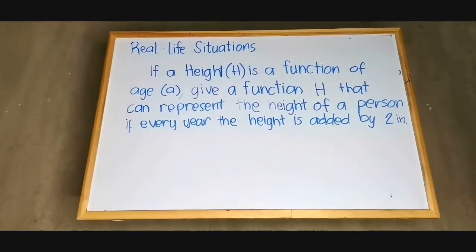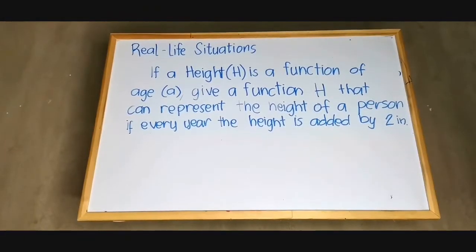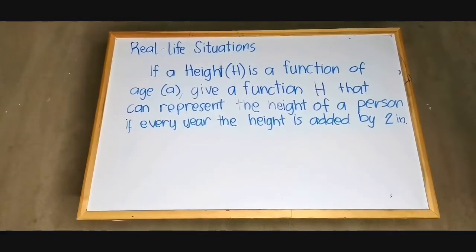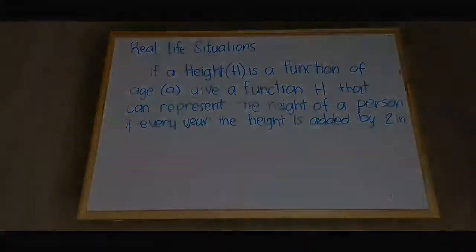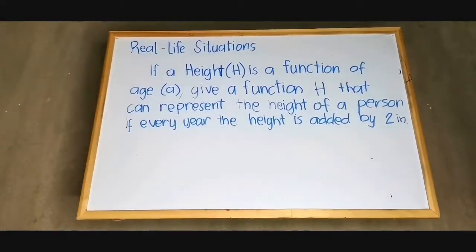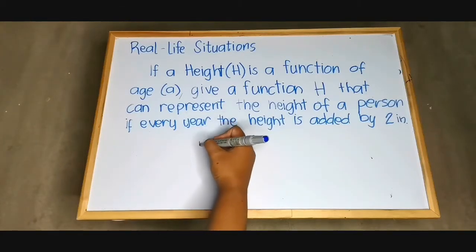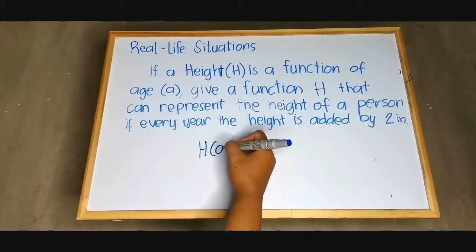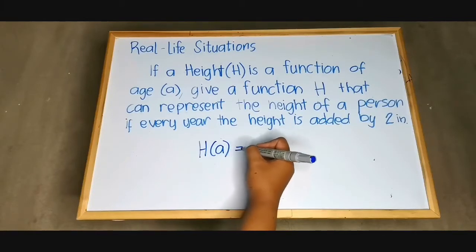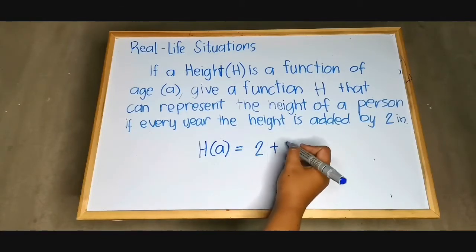Let us try the following real-life situations. If a height h is a function of age a, give a function h that can represent the height of a person if every year the height is added by 2 inches. Since every year the height is added by 2 inches, then the height function is h of a is equal to 2 plus a.